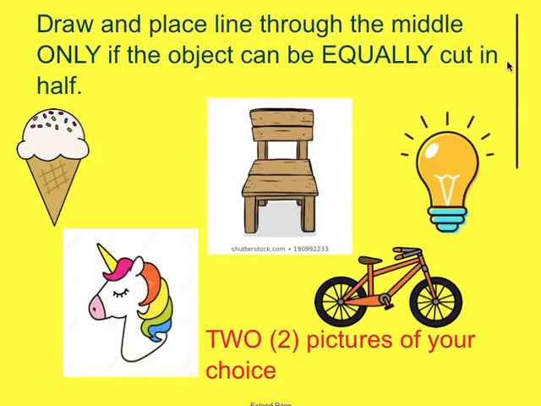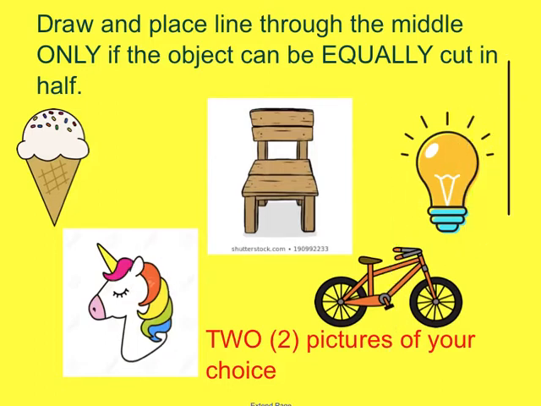Then, using a straight line, using a ruler or a straight edge at home, move it down the middle and see if it's exactly equal in half. Okay, I'm not going to say if this is or isn't, but you can see when I place it, whether it is exactly equal in half. And then you would draw these pictures, draw your line, and say yes, they are equal in half, or no, they are not equal in half.